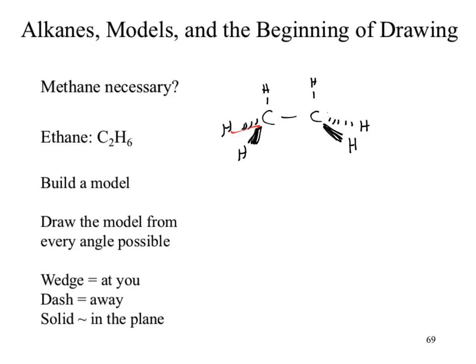A couple things to watch out for. We have a V and a V. Notice those points always aim at each other. We look at the V between the wedge and the dash and the V between the solid lines. They'll always point at each other. They will never be on top of each other or inside each other. And we now have a representation for the model of ethane.